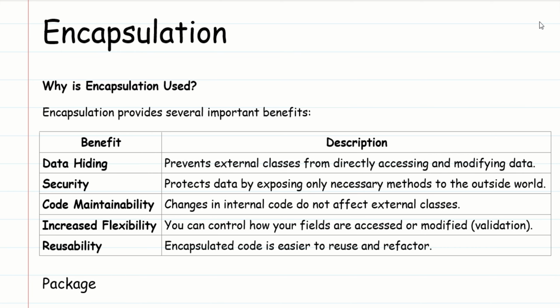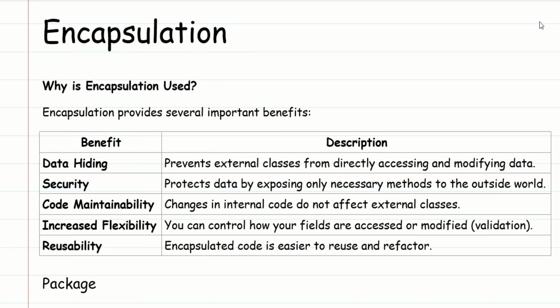In the real world, imagine a vending machine. You can see the buttons and screen, but the internal mechanism is hidden. You press a button and it gives you an item. You can't directly access the machine's internal parts. This is how encapsulation works, exposing only what is needed and hiding everything else.